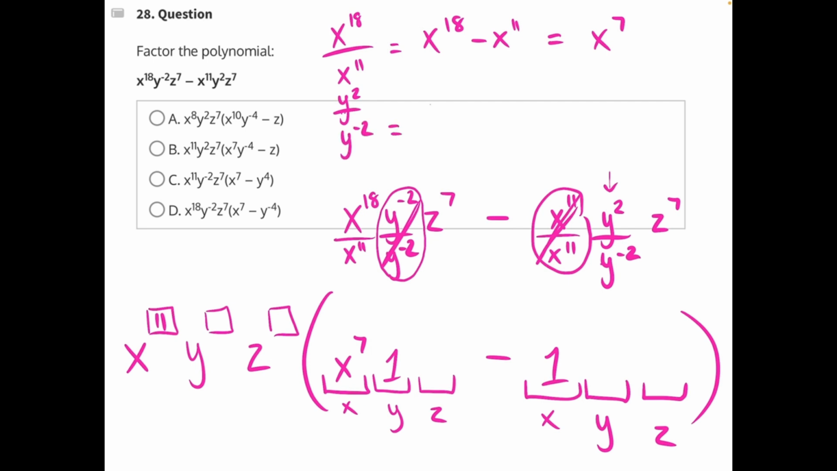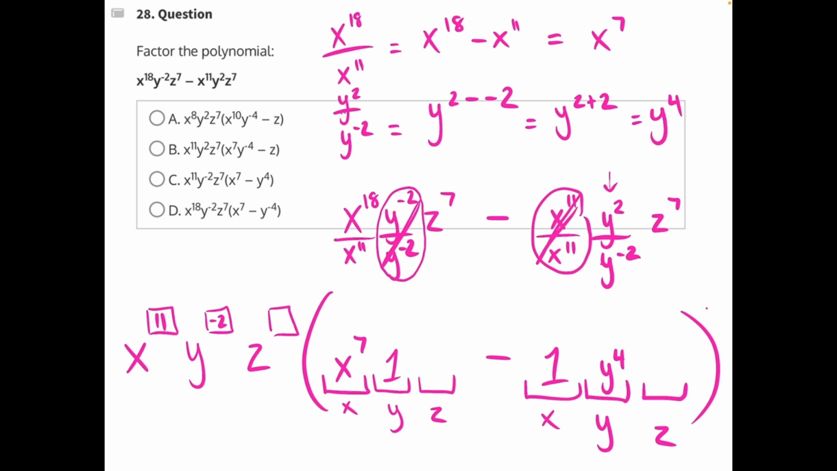Y to the 2 minus negative 2. Subtracting a negative is the same as adding a positive. That's the same as 2 plus 2, which will give us y to the 4. So what's left over here is y to the 4th, and what we've pulled out is a y to the negative 2. Now to our z variable.